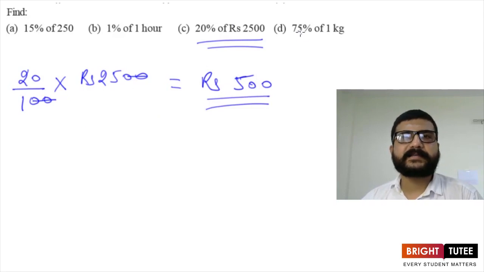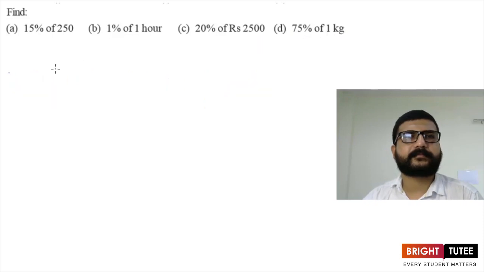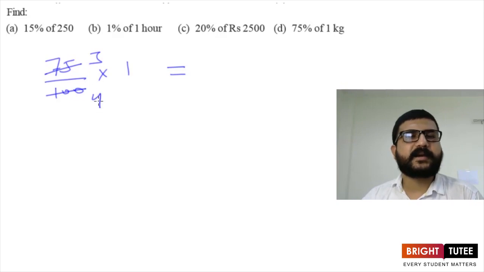Now the next part here is 75% of 1 kg. So 75% means 75 upon 100 into 1. It is 1 kg. So this will be equal to, can we simplify this? Yes. 25 3s are 75, 25 4s are 100. So this is 3 upon 4. If you convert this into a decimal, this will be 0.75 kg.